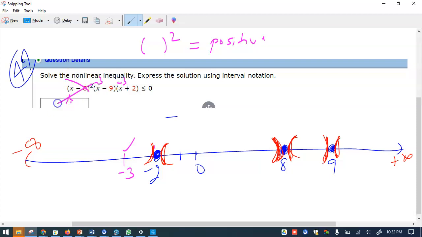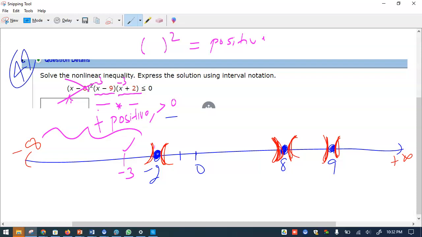You don't have to do it here. So minus 3 minus 9 will be negative. Again, minus 3 plus 2 is going to be negative. So negative times negative is going to be positive. So this part is positive, or greater than 0.